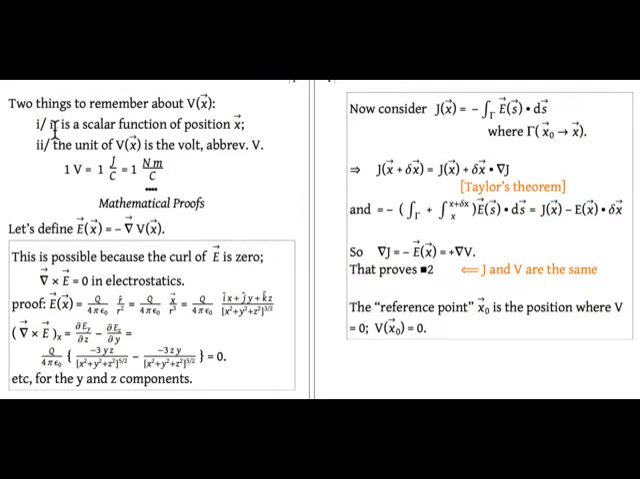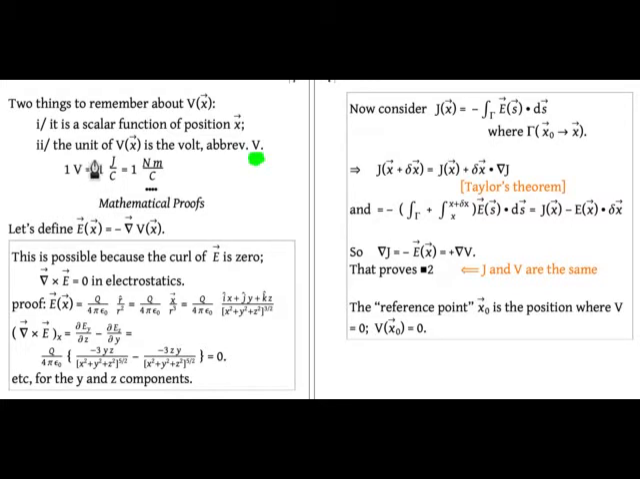Okay, there are two things to remember about the electric potential, V of x. First of all, it's a scalar function. It's a function of position in 3 dimensions. But it's a scalar, not a vector. And second, the unit of electric potential is the volt, abbreviated V, named for the famous Italian physicist Alessandro Volta, who invented batteries. What's a volt? 1 volt is 1 joule per coulomb.